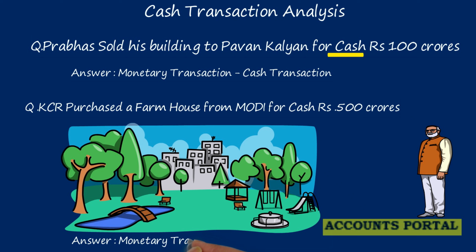My dear students, keep in mind, to decide whether the given transaction is cash or credit transaction, here 100 crores or 500 crores will not decide it. 100 or 500 crores is the value of the transaction. We need to check the terminology used in the transaction to decide cash or credit transaction.